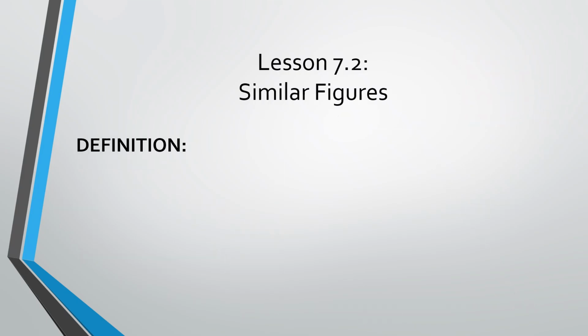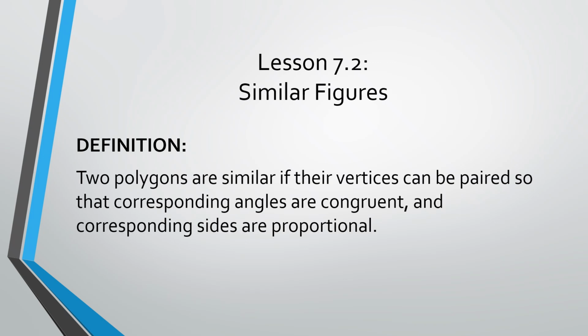By the definition of similar figures, two polygons are similar if their vertices can be paired so that corresponding angles are congruent and corresponding sides are proportional. Remember this one: the corresponding angles should be congruent, and of course the corresponding sides are proportional. So these are the two conditions that will prove that these two figures are similar. I hope that you get this one.